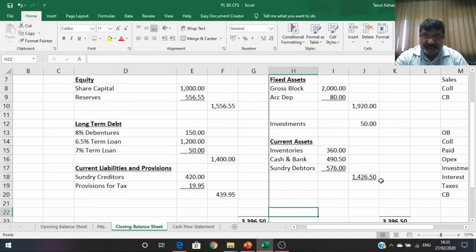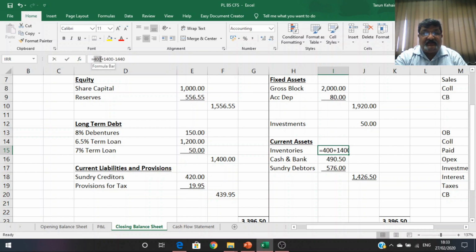Now we come to the current assets. We start with inventories. Now if you remember here, we had opening inventories of 400 crores, and we procured inventories worth 1400 crores, so that makes it 1800. We sold 80% of it, which was your cost of goods sold. If you reduce that, you are left with the closing inventory of 360 crores.